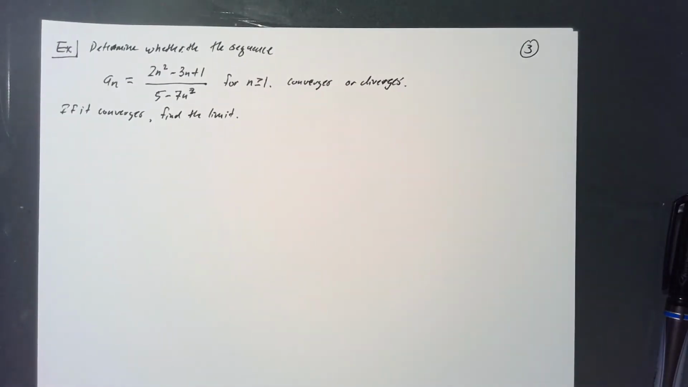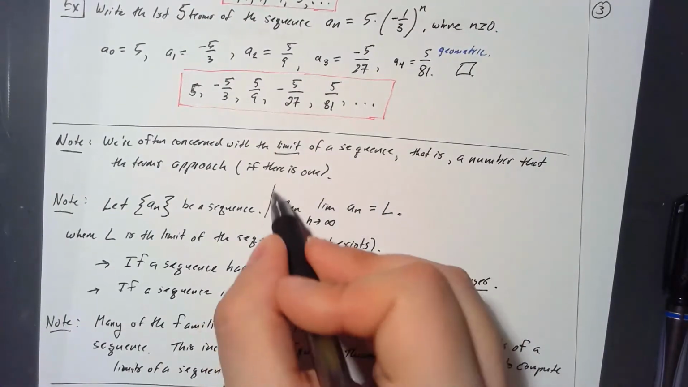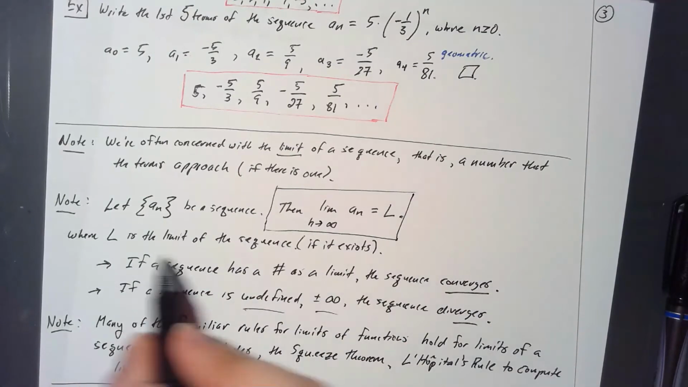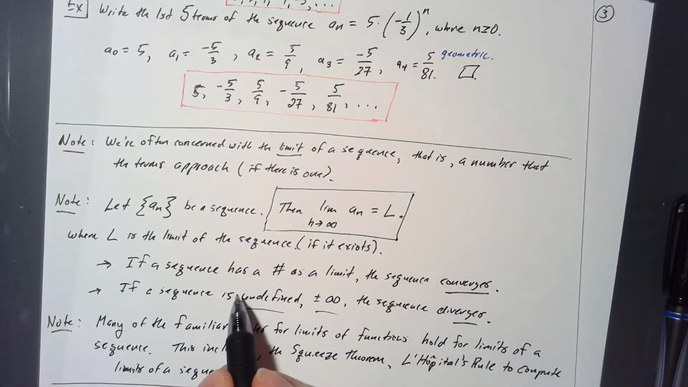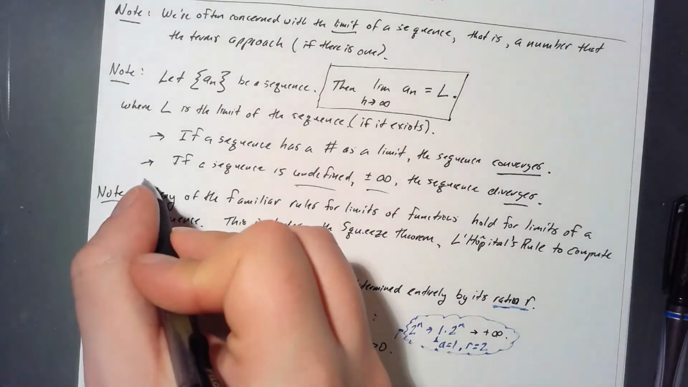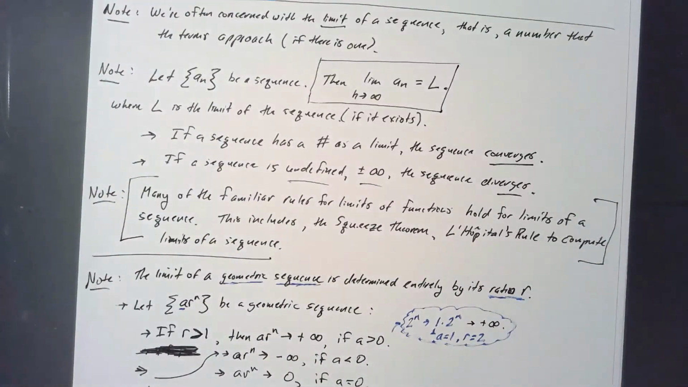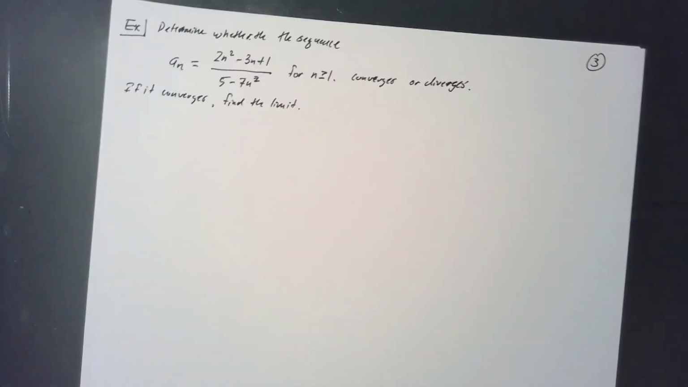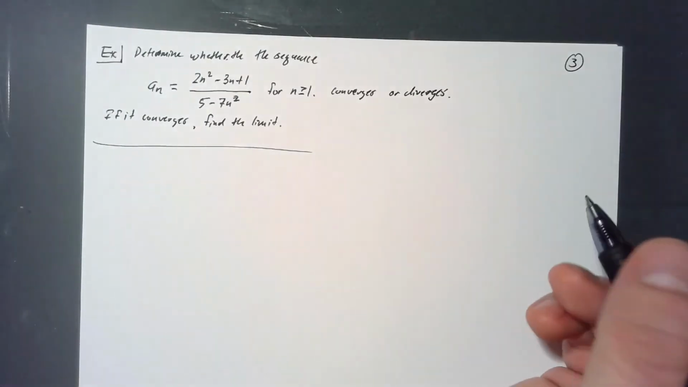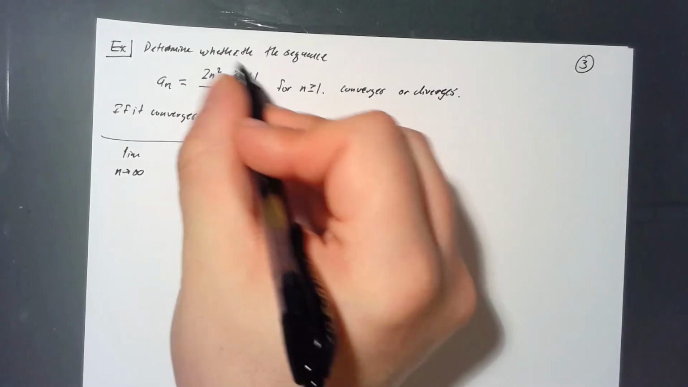All right, so what did I say earlier? When we're trying to determine whether a sequence converges or diverges, we're just taking the limit, right? If we have a sequence, then we take the limit of the sequence. If it exists, it converges. If it's undefined or plus or minus infinity, it diverges. And we do it using all the rules we learned from Calc 1. Okay. So take the limit as n approaches infinity of this sequence.